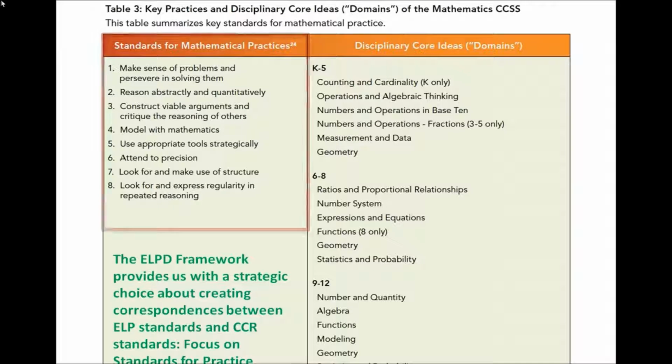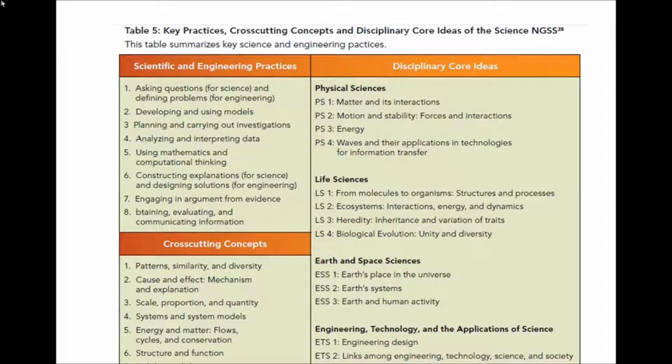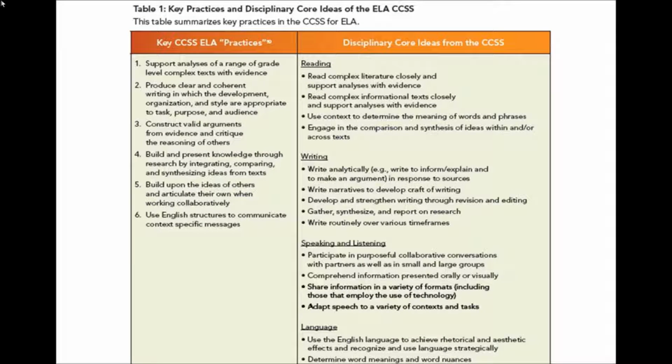So let me just show you again. Here are the standards as you see them with the science standards, the Next Generation Science Standards. Again, the core ideas are on the right and the scientific and engineering practices are on the left-hand side. And then there are also cross-cutting concepts. And then in the ELPD framework, one of the writers, Sue Pimentel, went back to the Common Core for ELA, and she had been one of the primary writers. Because it had been published prior to the math and science standards, there had been no set of ELA practices. So Sue went back and created a set of ELA practices, which they then used as part of the analysis in the ELPD framework.